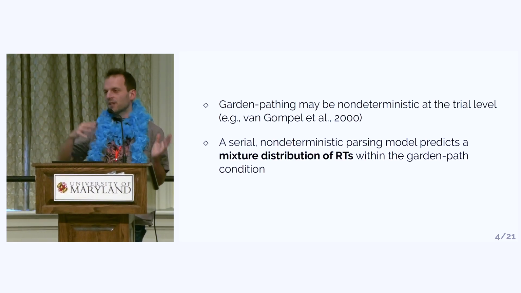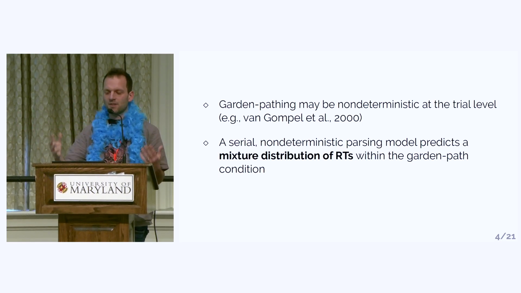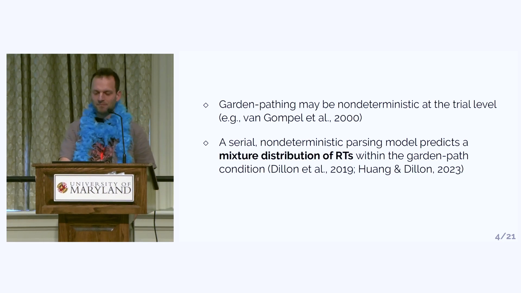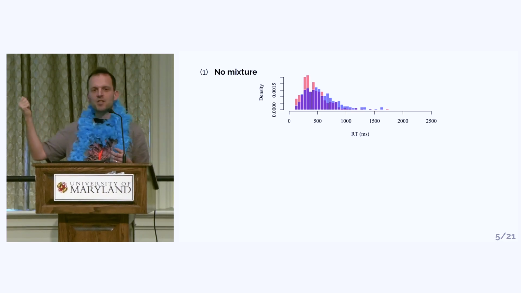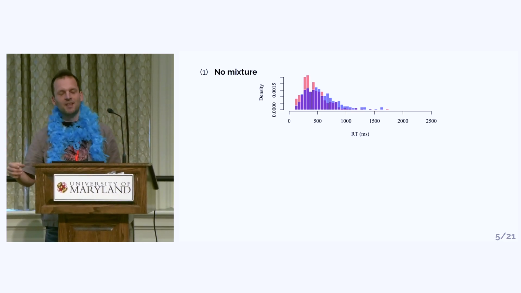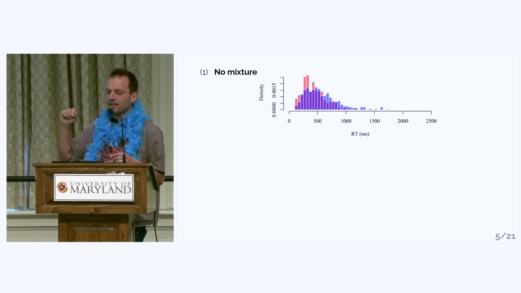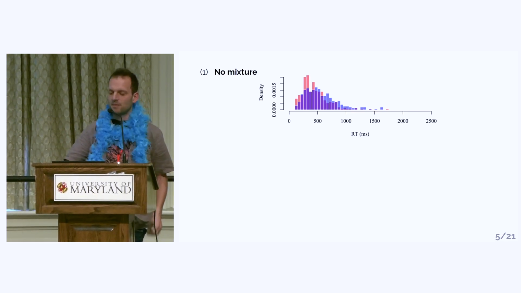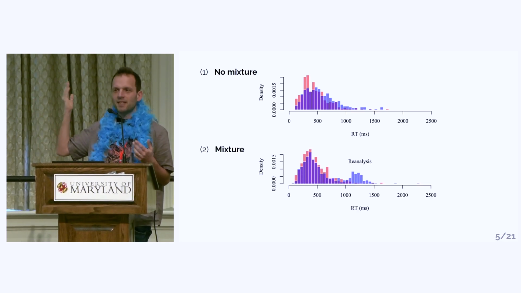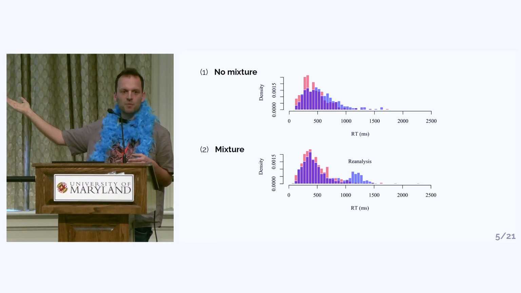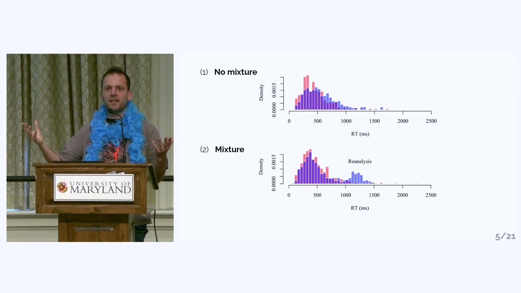Interestingly, if we assume a serial non-deterministic parsing model, we actually predict a mixture distribution of RTs in the garden path condition, right? So what does that mean? If we don't assume a mixture, and we assume that our red condition here in this histogram is our unambiguous condition, and the blue one is the ambiguous condition, these have different means, right? And that would be just a difference in means that you could detect. But if we have a mixture distribution in the garden path condition, we should actually be able to identify a second mode in the distribution that is the trials where you do reanalyses, right?